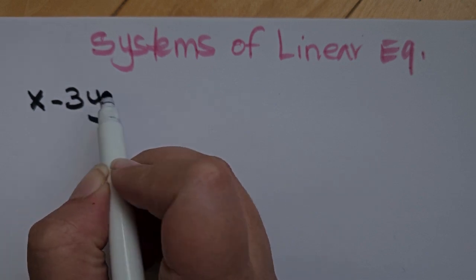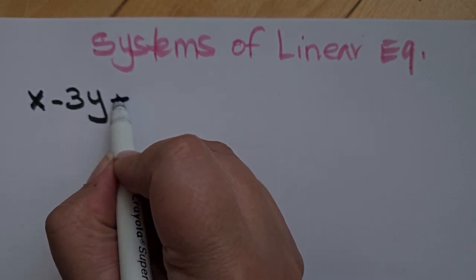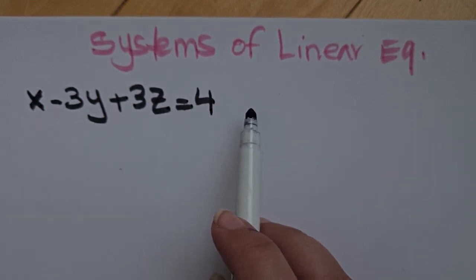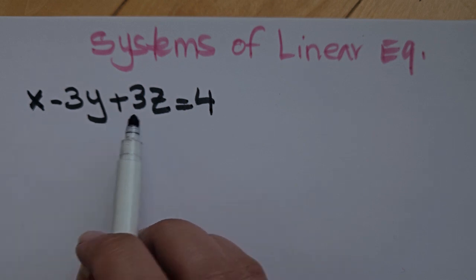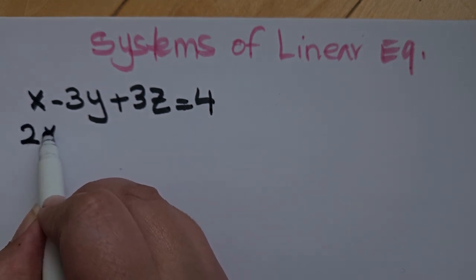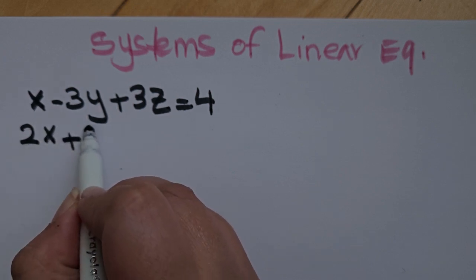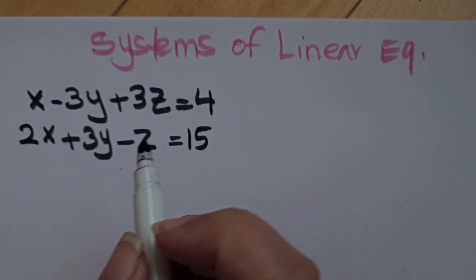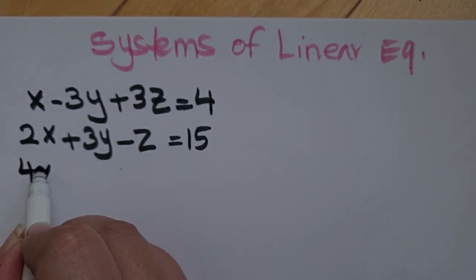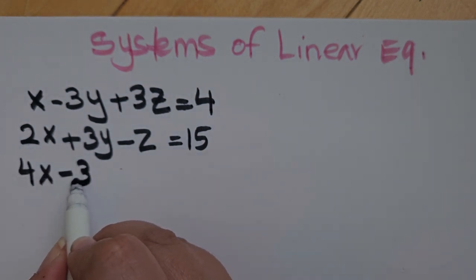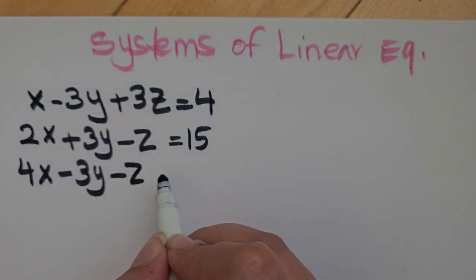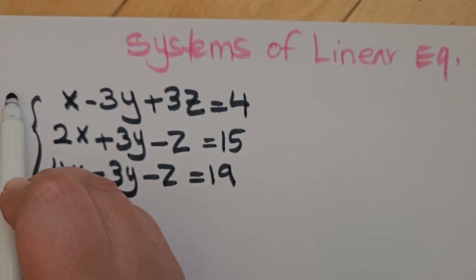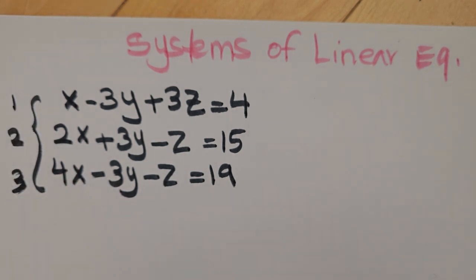x minus 3y plus 3z is equal to 4. As you can see, I have one equation and there are 3 variables, x, y, z. And then the second equation is 2x plus 3y minus z equals 15. The other one is 4x minus 3y minus z equals 19. So I will number these equations, equation number 1, equation number 2, equation number 3.